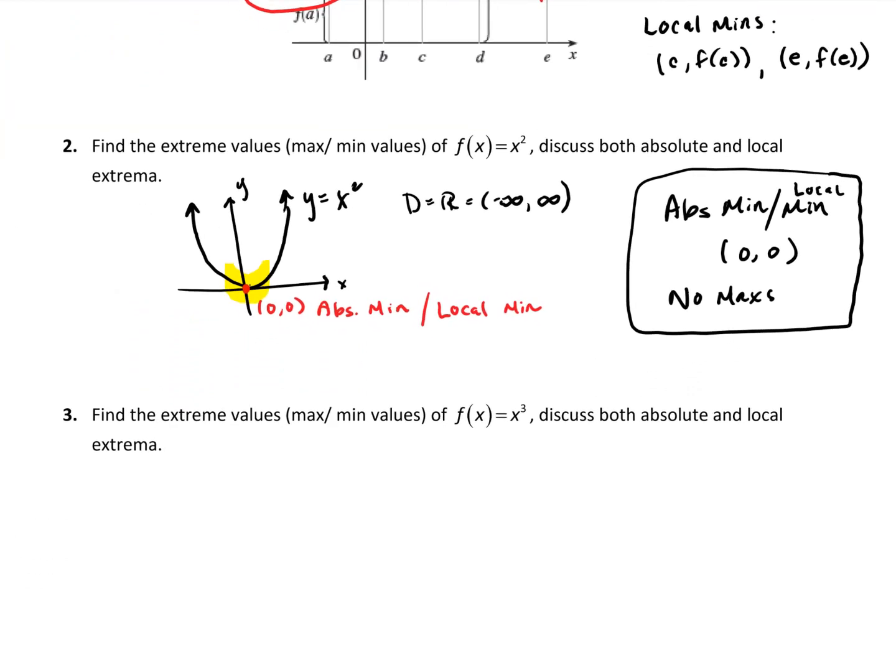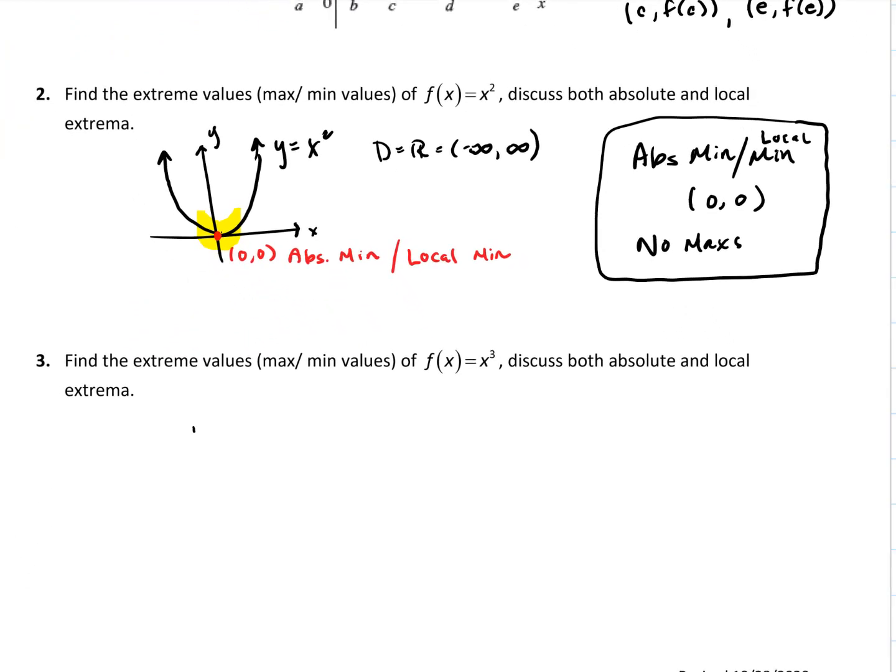Now, what about x cubed? What does x cubed look like? Well, x cubed is this cubic graph, y equals x cubed. And notice that on this cubic graph, there are no extreme values. There is no absolute max. There's no absolute min. This graph runs from negative infinity to infinity across the coordinate plane. It never has a local max or min. There's no interval within here where we have a local max or min, a peak or a valley. We have none of that occurring here either.